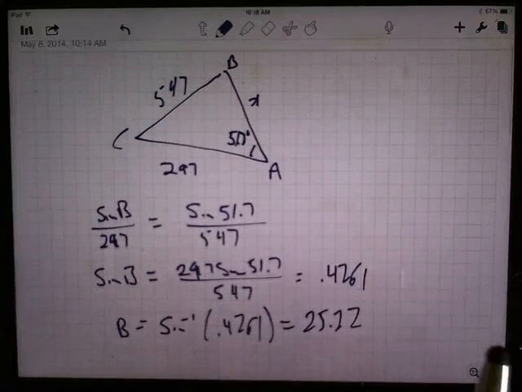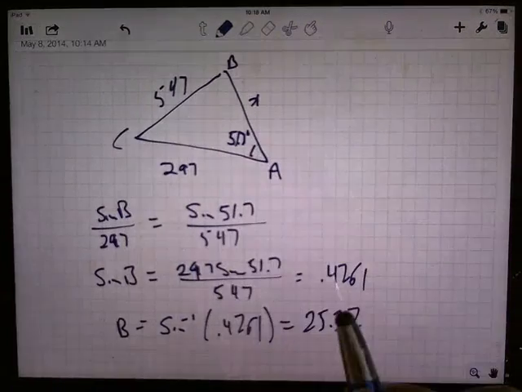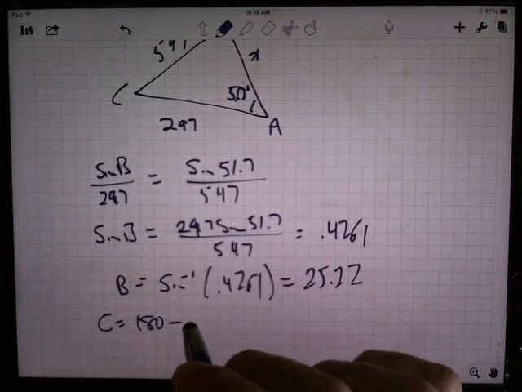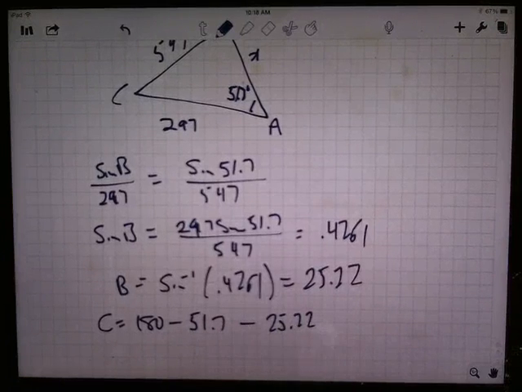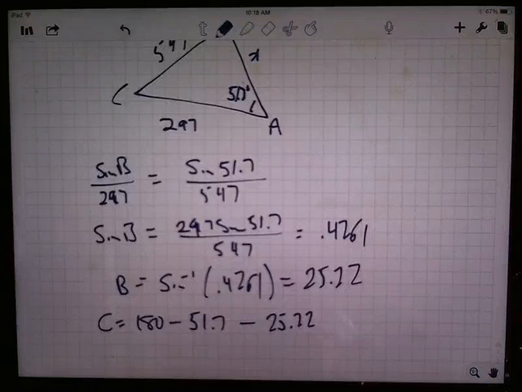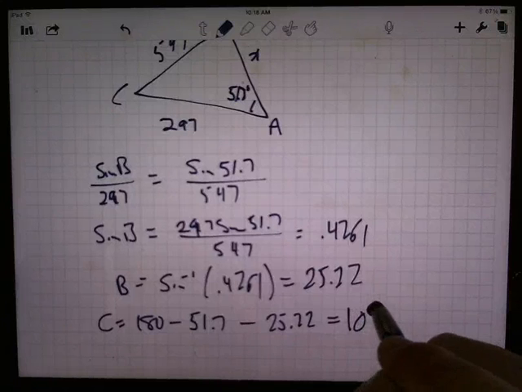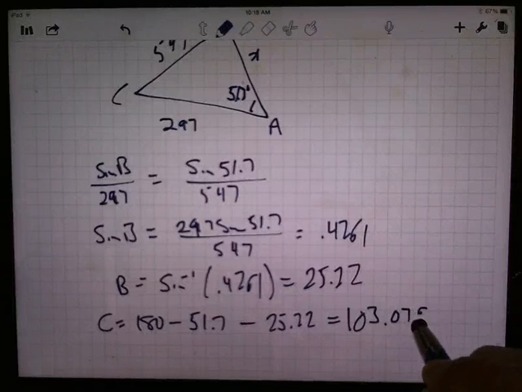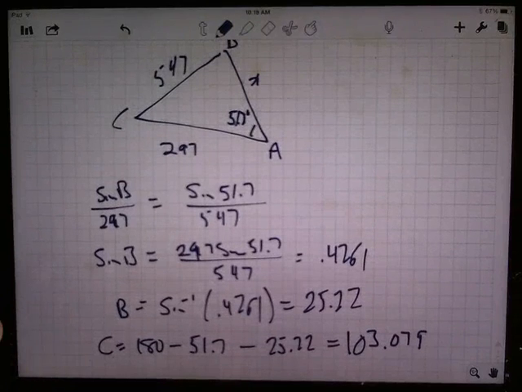Knowing that, I can now find angle C, and once I have angle C, I can use the law of sines to get side X. So C now is going to be 180 minus 51.7, that's A, minus 25.22, that's B. So let's see what I get when I do that. I get that angle C is 103.079. Definitely the biggest angle of those, so side X is going to be the biggest length.